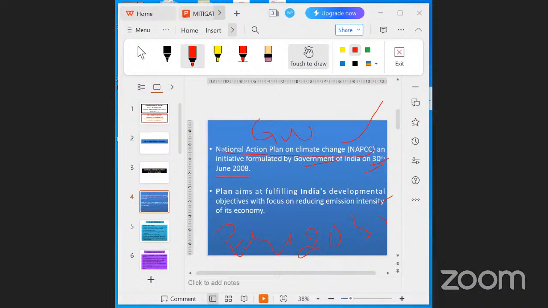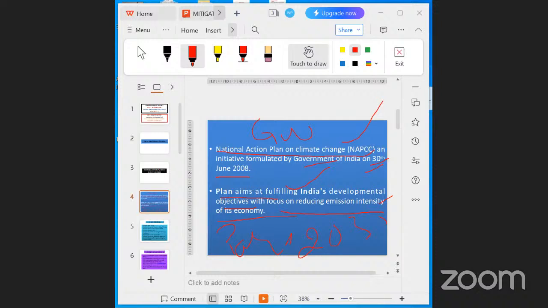So the plan aims at fulfilling India's developmental objectives, with a focus on reducing the emission intensity of its economy, right? So it put together the national plans on water, renewable energy, energy efficiency, agriculture, etc.